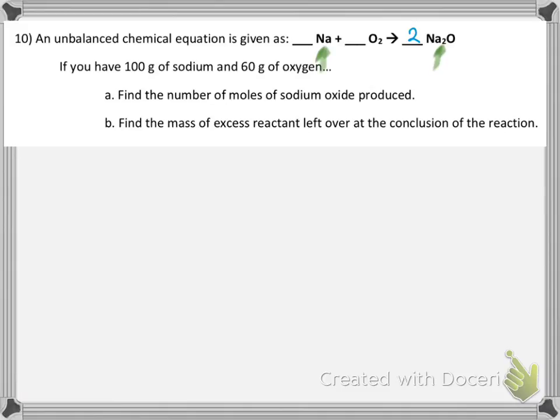Now over here on this side, I've got a sodium by itself. So this is always nice because I can multiply by anything. And in this case, I'm just going to put a 4 on there. That means oxygen is going to be a 1. All right, cool. We've got our coefficients.